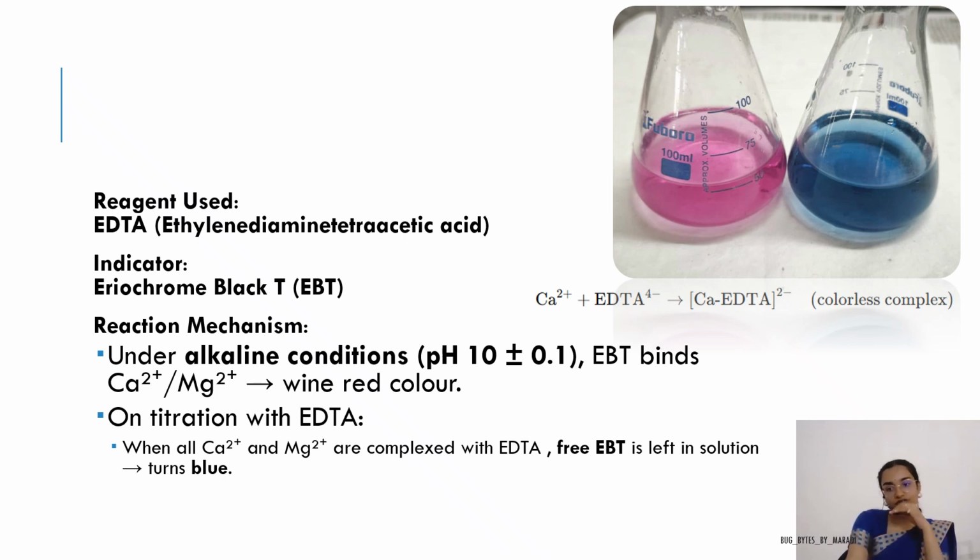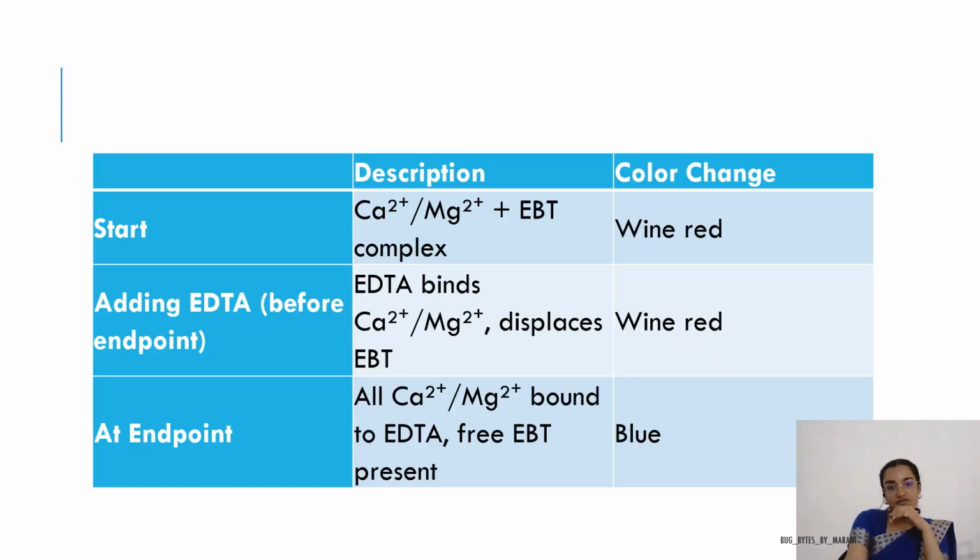Now, when we start the titration process, initially the solution contains calcium and magnesium ions bound with EBT, showing the wine red color. When EDTA is added, it binds with the calcium and magnesium more strongly than EBT, displacing the EBT from the metal complex. As calcium and magnesium bind to EDTA, the EBT is released. The free EBT that is released changes the color from wine red to blue. The change from red to blue color indicates the end point of the titration. That is very important.